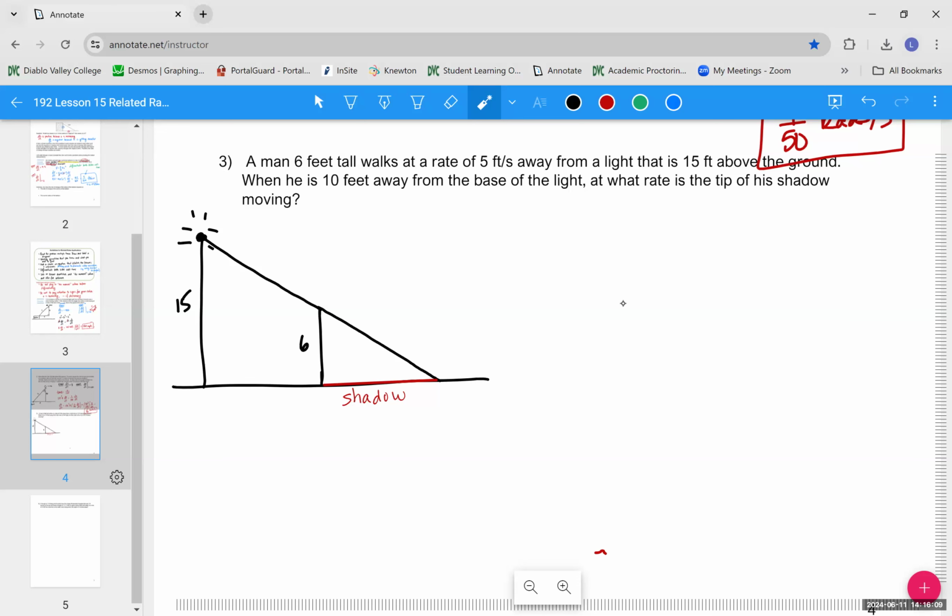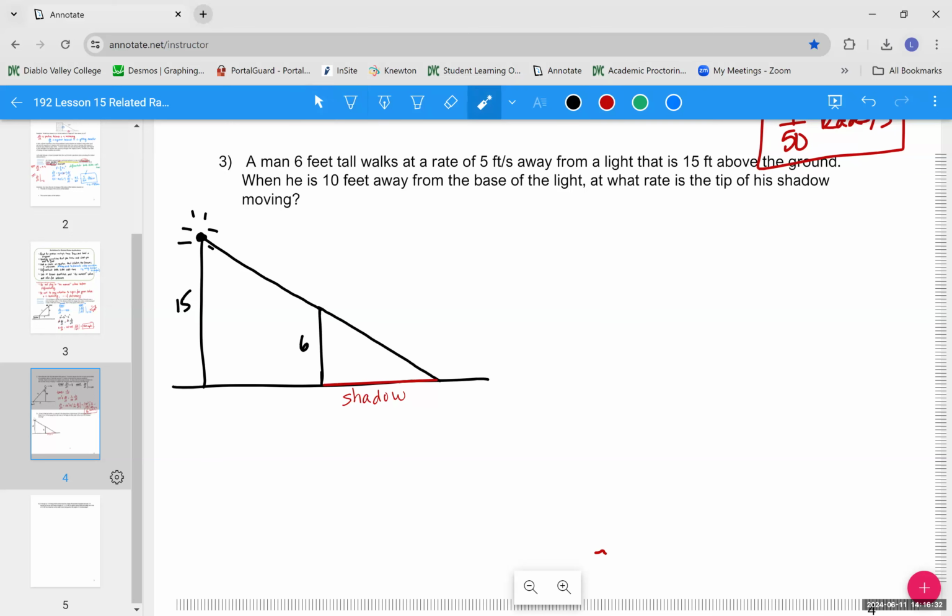Let's go back and read the rest of the problem. So 15-foot light, 6-foot man, and he's walking at a rate of 5 feet per second away from this light, which we'll talk about how to fill in just a minute. When he is 10 feet from the base of the light, at what rate is the tip of his shadow moving? Okay, so there are a couple ways to do this.